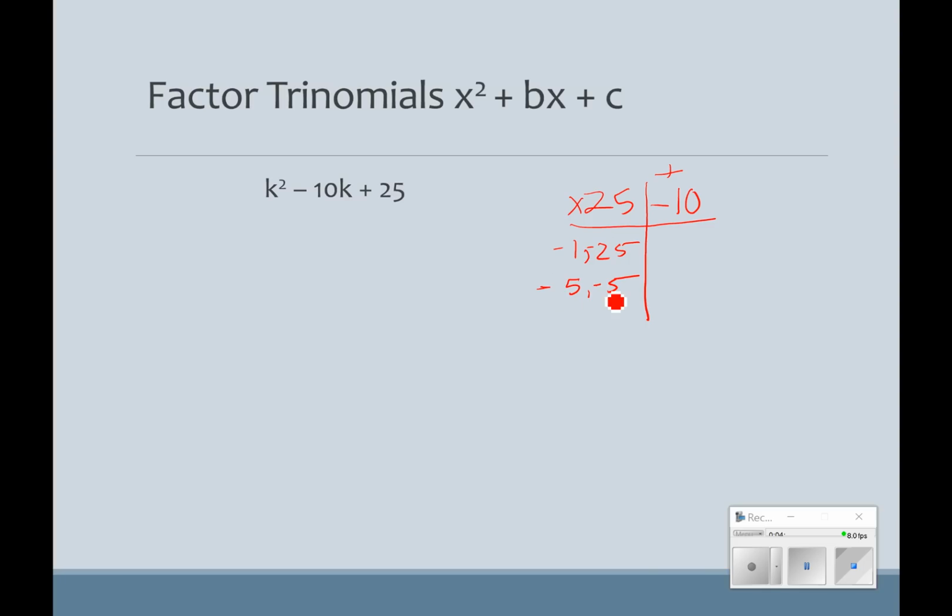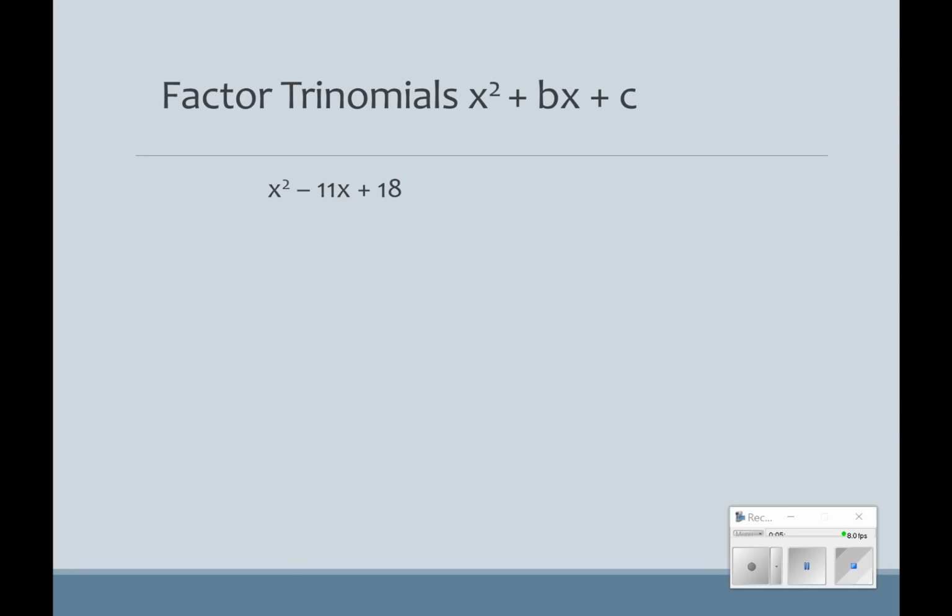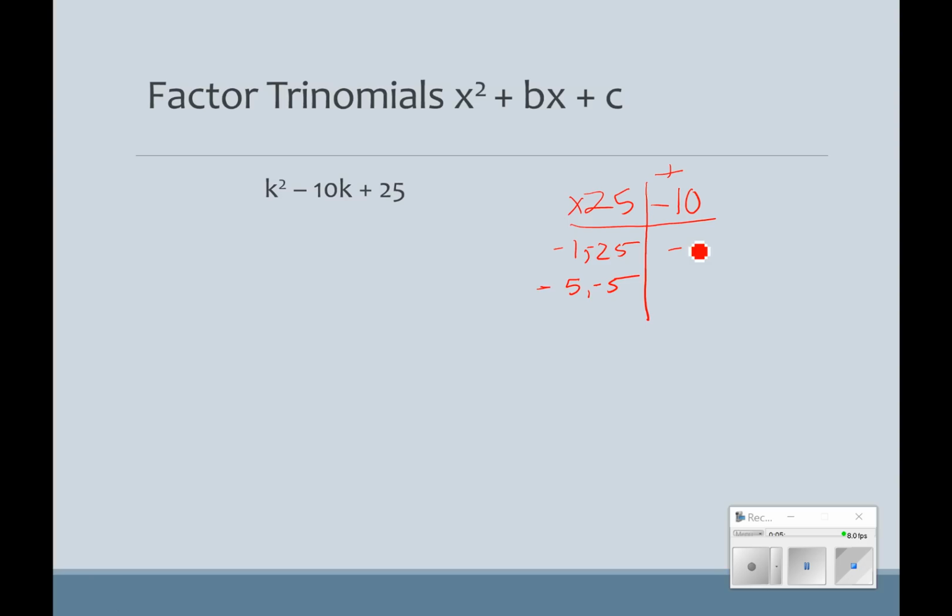Negative 5 times negative 5 gives us a positive 25. So when you've got addition for the last term and subtraction in the middle, both of your factors are going to be negative. So when I add them, I get negative 10, and for this, I get negative 26. So there are my factors.